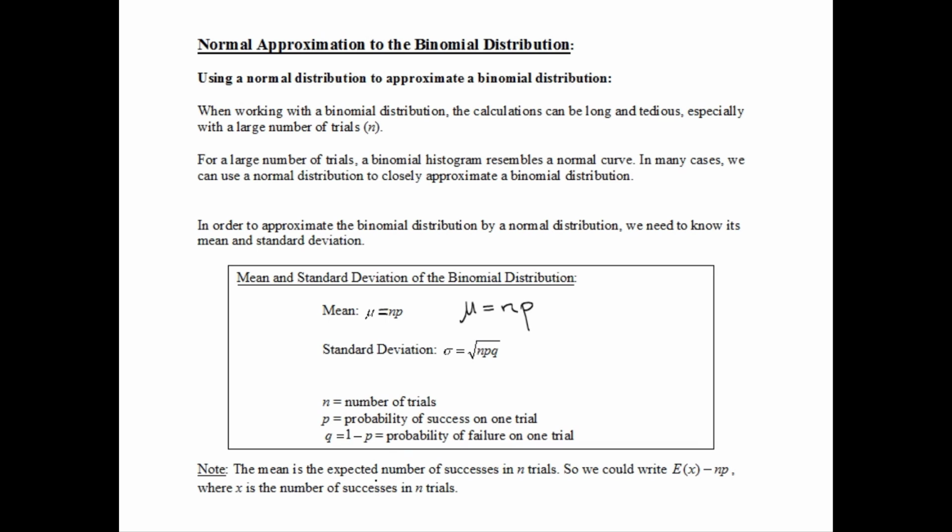The mean gives us the expected number of successes in N trials. In other words, if we let X represent the number of successes in N trials, that's our random variable, the expected value of X would be equal to NP.